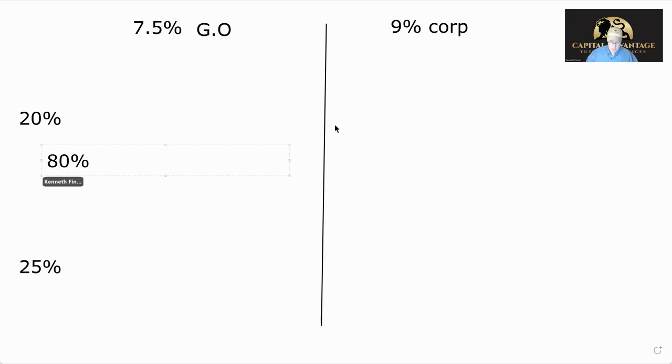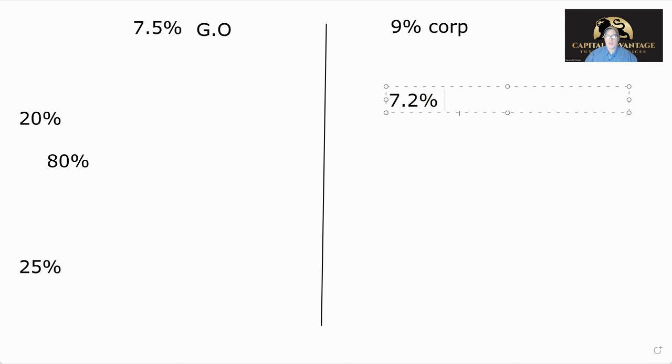So if I do 9, you don't even worry about the percentage, just multiply. 9 times 0.8 is 7.2. So after taxes, you'll bring home 7.2%. So the corporate bond would not be as good as a GO. The GO is better. That works.